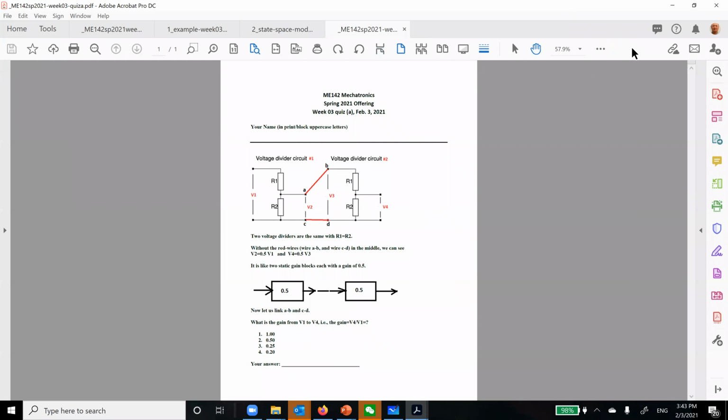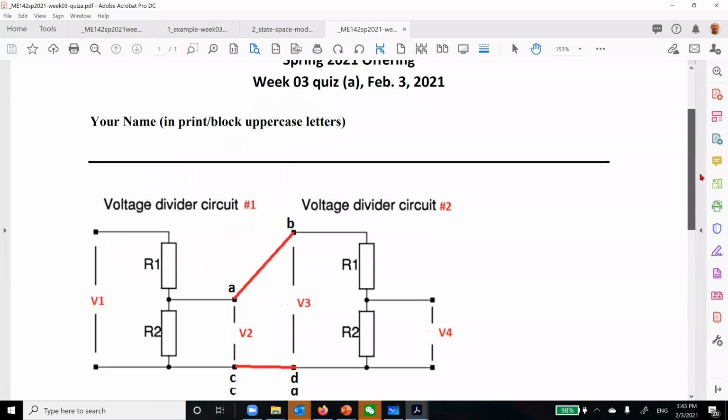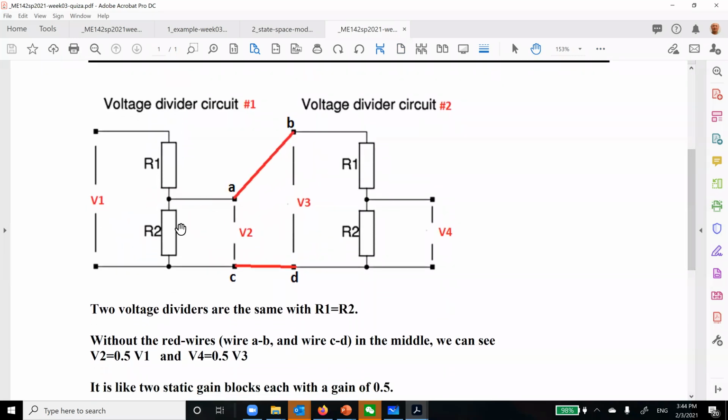So in this quiz, actually it's simple. So basically if you have voltage divider, then the ratio is the same. So you have 0.5, right? So this is stage 1, this is stage 2. You use two red wires to connect them. So then I treat everything as a whole. Then from V4 to V1 is 0.5 times 0.5, or not, okay?